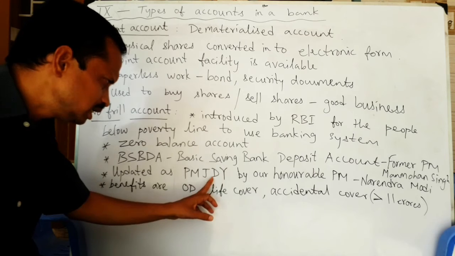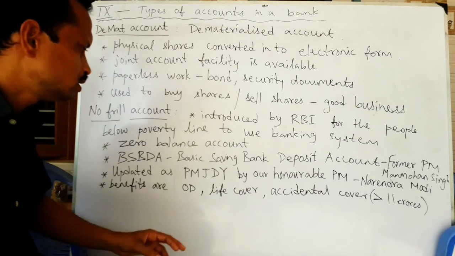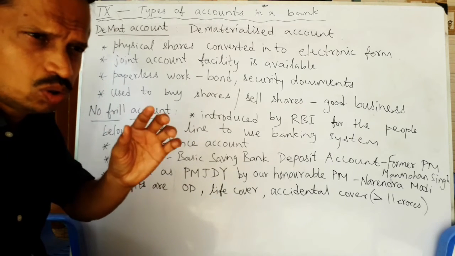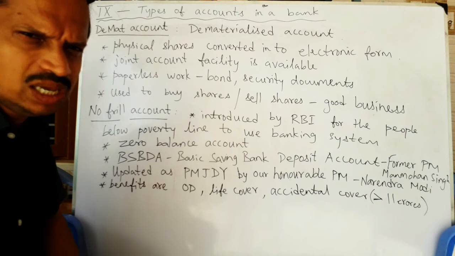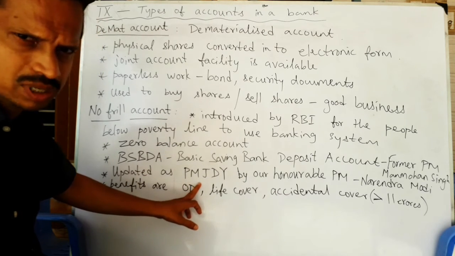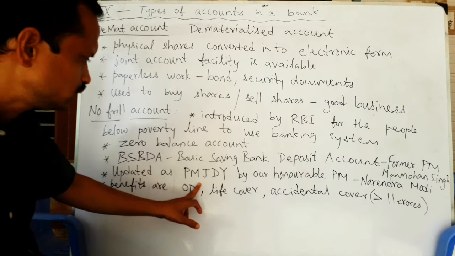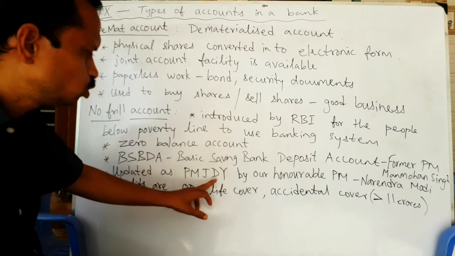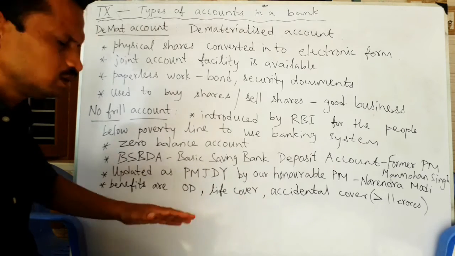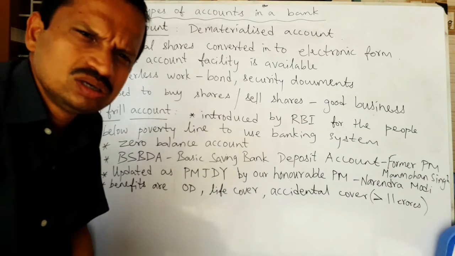Pradhan Mantri Jan Dhan Yojana. Okay, so you should name that. You should know the expansion of that scheme, PMJDY. Pradhan Mantri means Prime Minister, like that you can say. Jan Dhan Yojana. Jan means the people. So the poor people also have to benefit from the banking system.